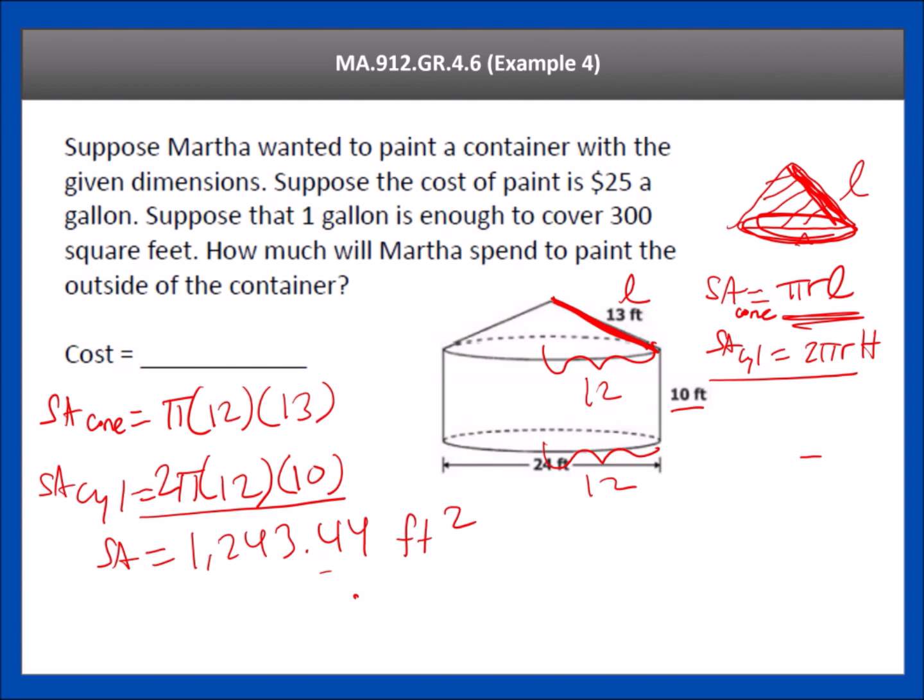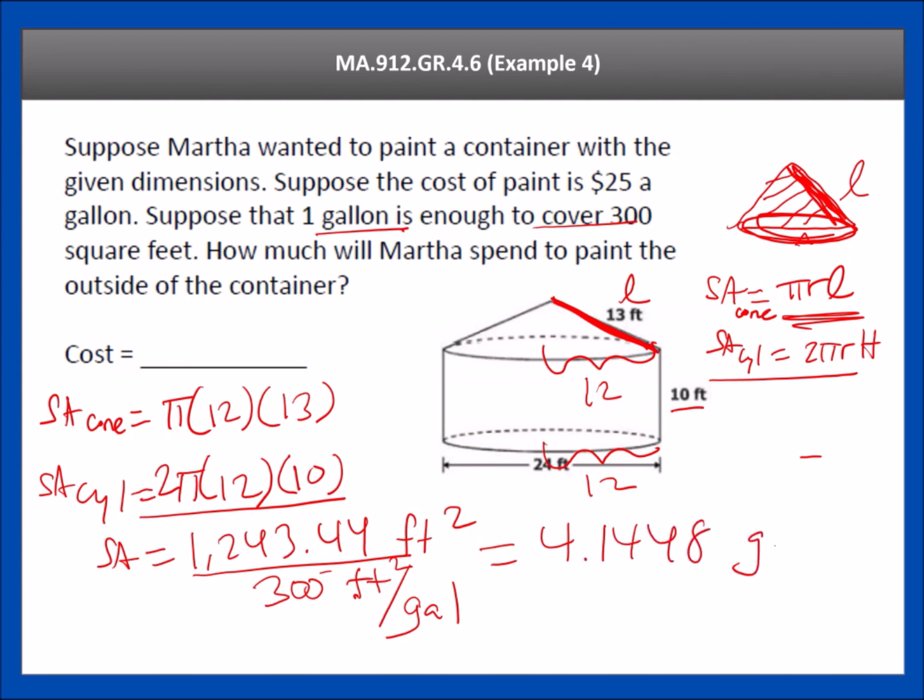Then remember that 1 gallon is enough to cover 300 square feet. So we need to divide this by 300 square feet per gallon, and that will give us the number of gallons. So that means we'll need about 4.1448 gallons of paint, a little bit more than 4 gallons.